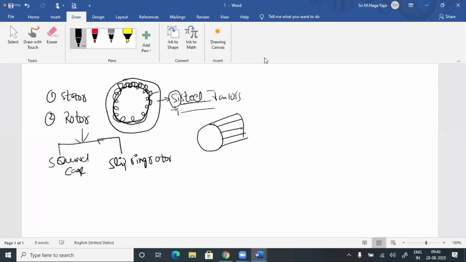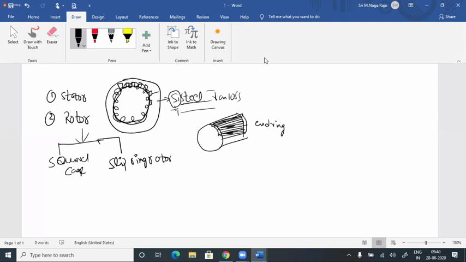In each slot, we place a thick copper strip, nothing but a copper conductor. So number of copper strips is equal to number of slots. Okay, both ends of each copper strip are connected by using an end ring. End ring. Okay. So if you see the shape of the rotor, it looks like a cage of the squirrel. So the name comes like squirrel cage rotor.